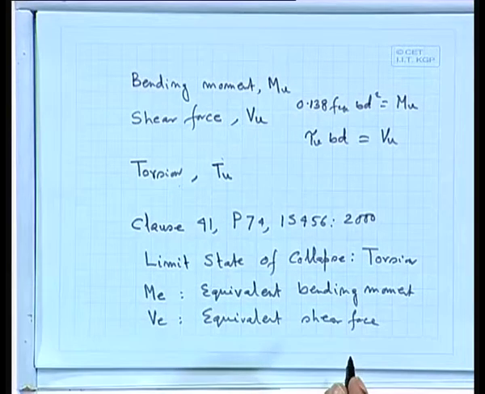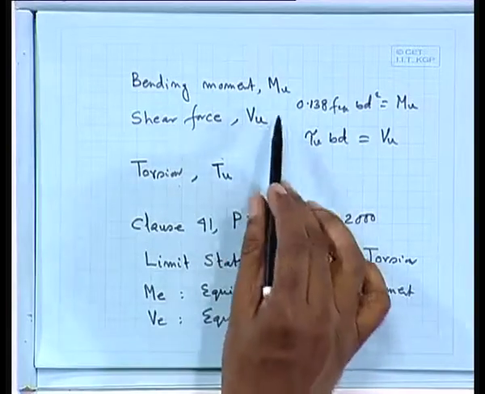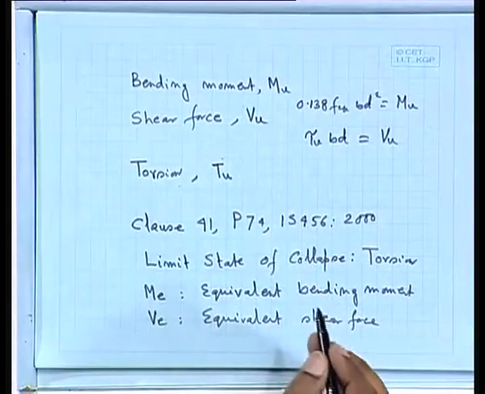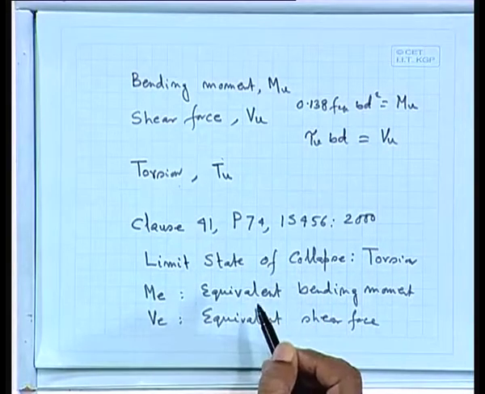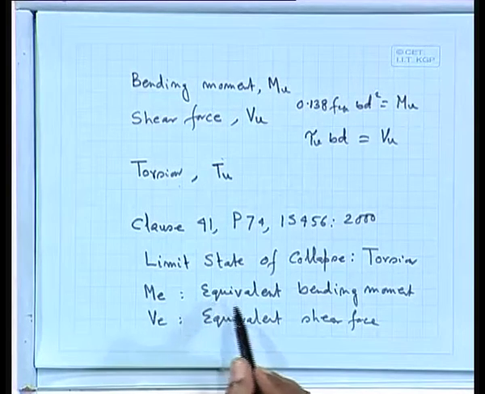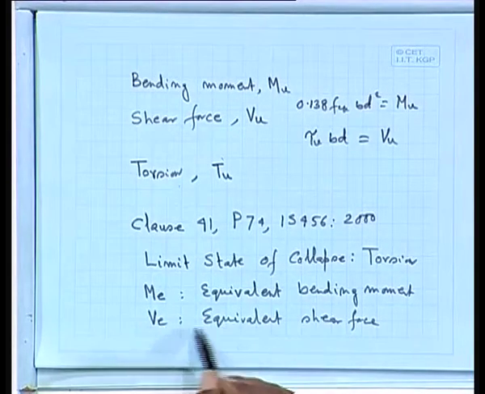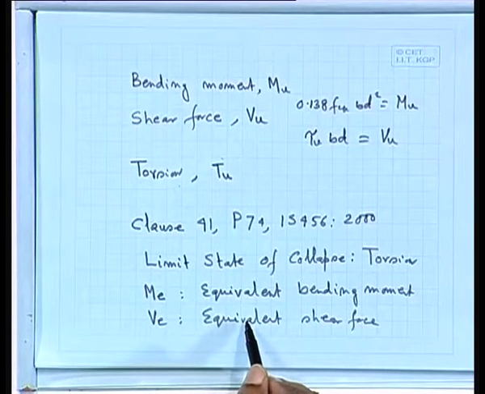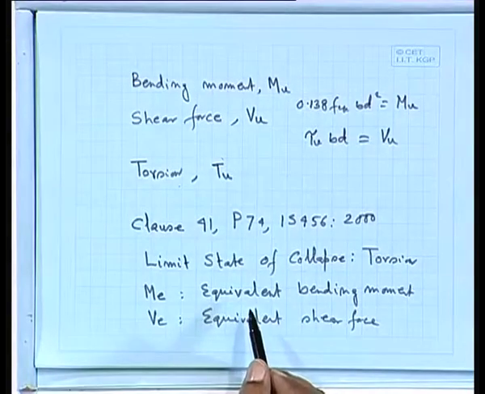So, which is a function of TU as well as MU, VU, like that. And what we have to provide? We have to provide the reinforcement. So, obviously, the reinforcement will be here for bending moment, the longitudinal reinforcement, and for this VE, you have to provide the shear reinforcement or the stirrups. So, these two things we have to provide.